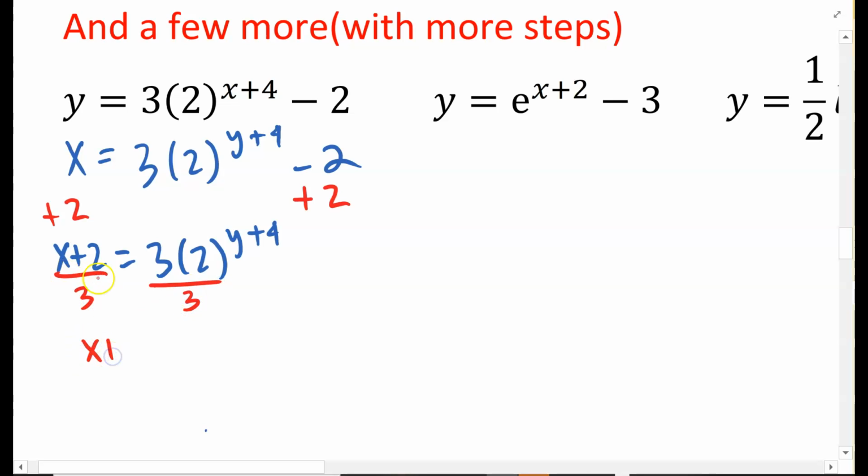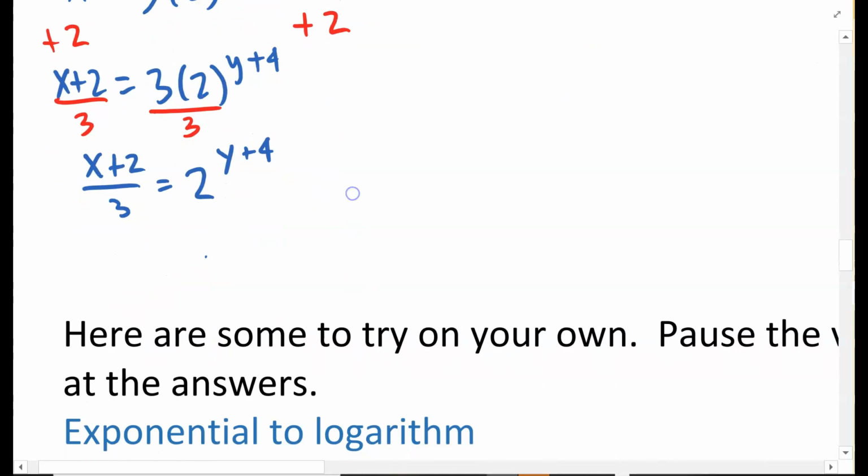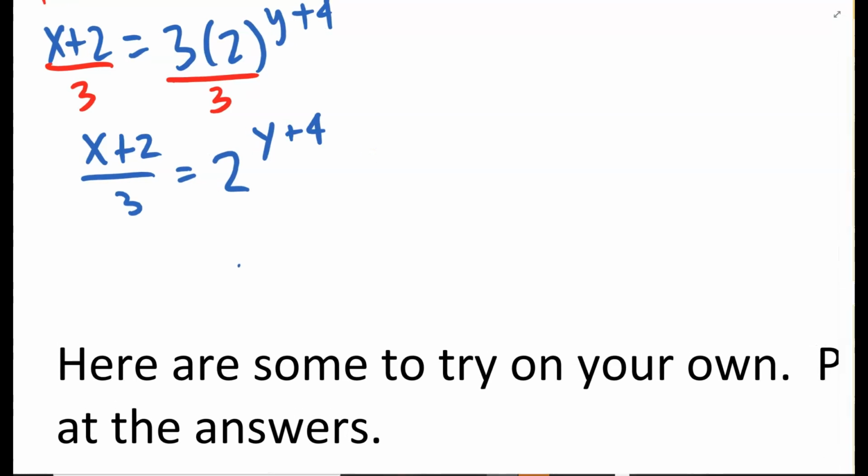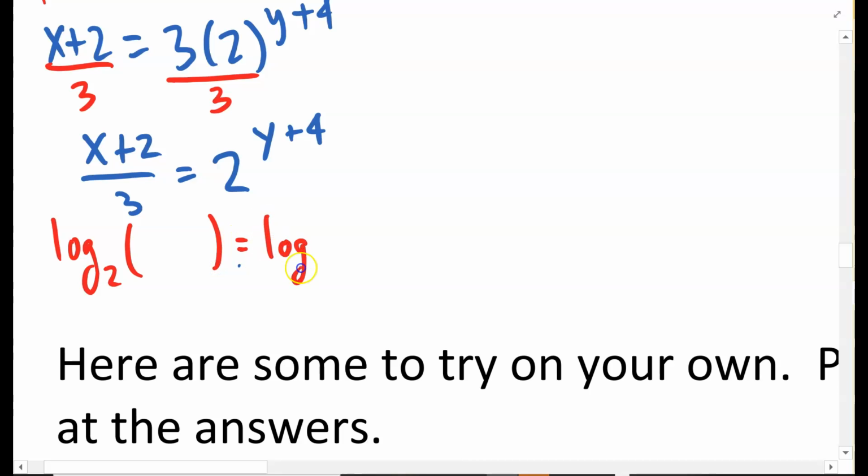So we get x plus 2 over 3 equals 2 to the power of y plus 4. Now we're at our point where we can get rid of our base. We can do our circle method, or we can do a log, or do the inverse properties. So we would have log base 2, let's write my log base 2's in red, of x plus 2 over 3 and 2 to the power of y plus 4.